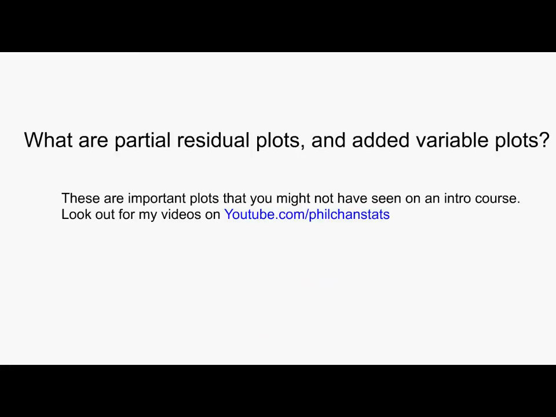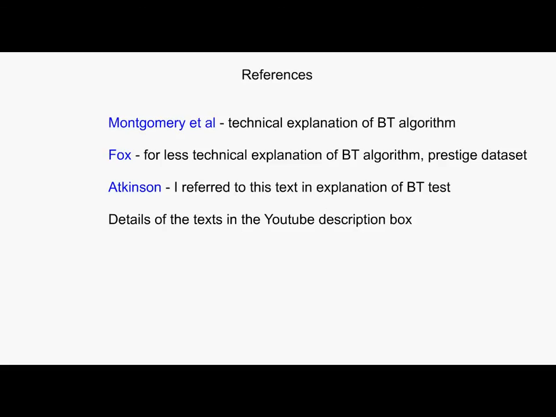What are partial residual plots and added variable plots? These are important plots that you might not have seen. Look out for them on my videos on YouTube. References. I've used Montgomery before. It's good on the technical explanation of the BT algorithm. Fox is great. It's less technical, but very good on the explanation, and I used the prestige dataset from the book. Atkinson is another good reference.